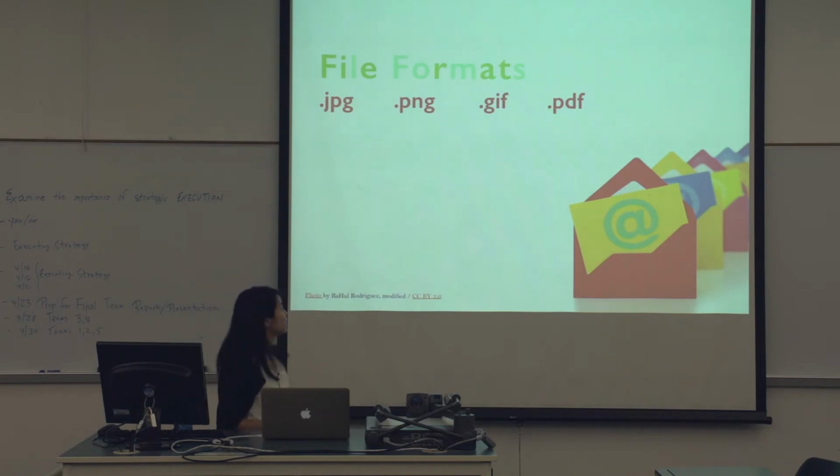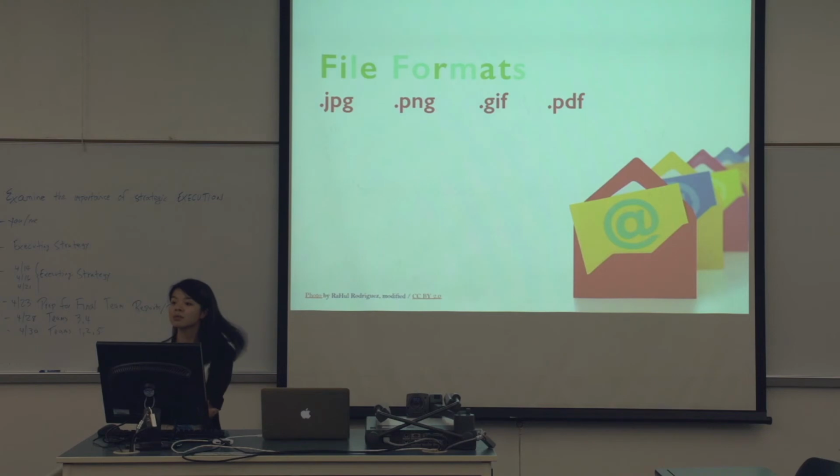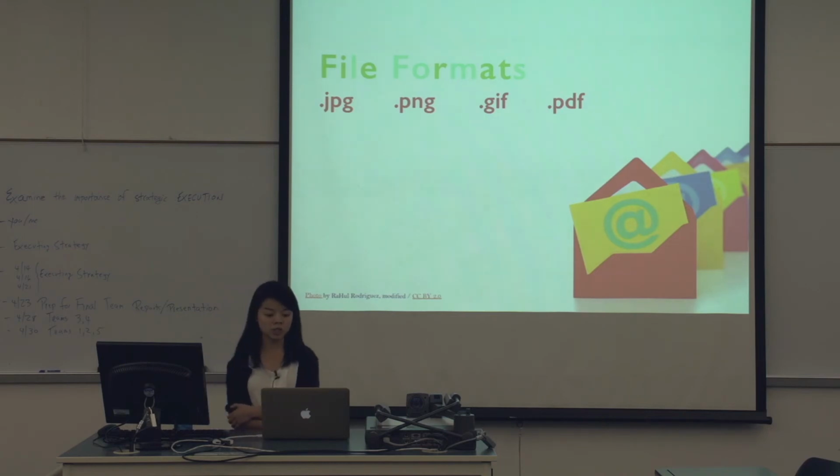So the PowerPoint is really cool because you can save it in formats other than PowerPoint. If you click File Save As, you'll see that there's a lot of things in the drop-down menu that you can choose from. And some of the more common ones when it comes to design would be JPEG, PNG, GIF, and PDF. And so if you are just creating an image, the first three are typically good options to use.